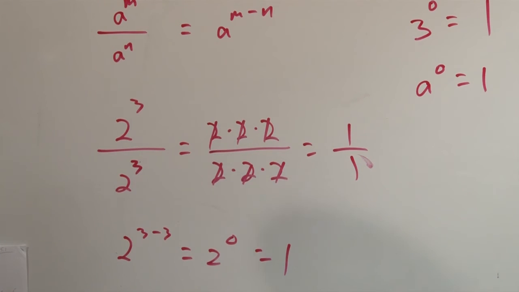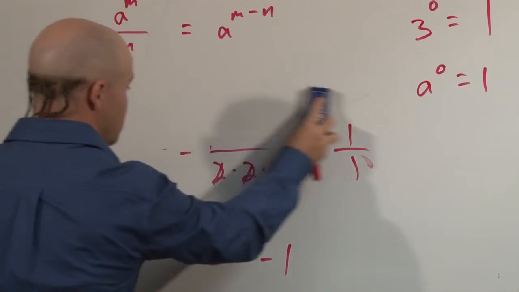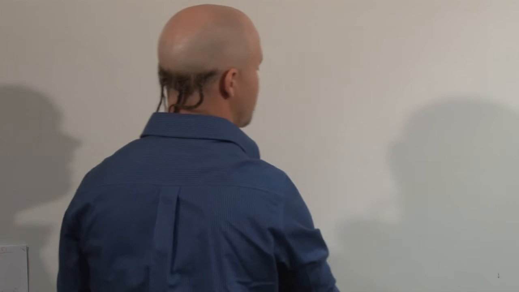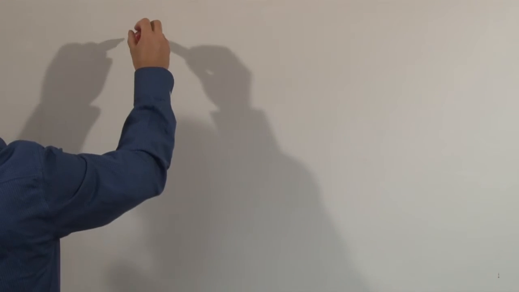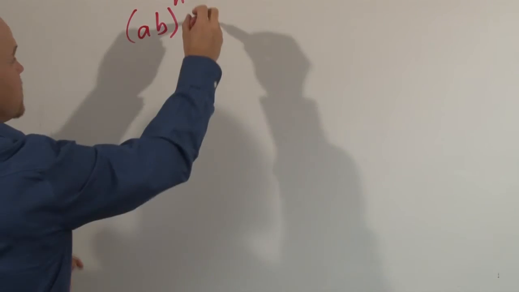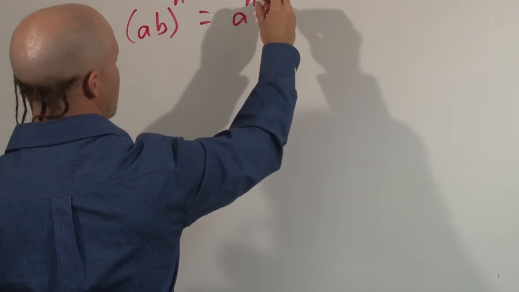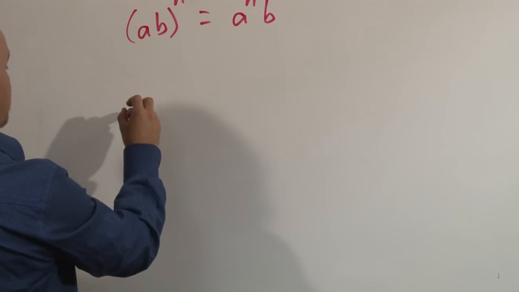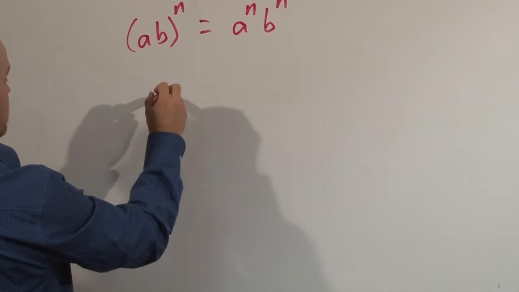The last rule we're going to talk about is the power of a product or a quotient. Talk about both of those in one because they kind of use the same properties as well. And this rule says if we have some a times b raised to the n, this is going to equal a to the n times b to the n. And we do this since if we have, let's say, the number 6 squared.